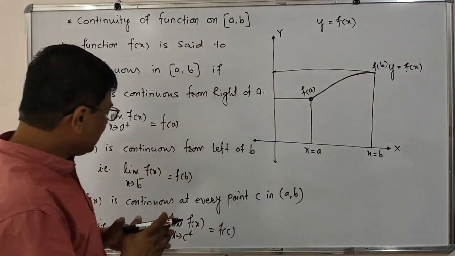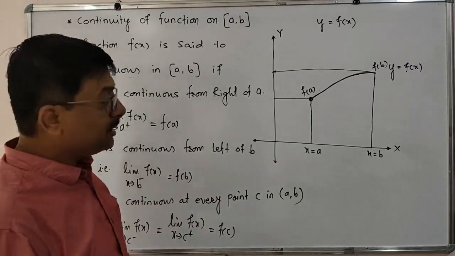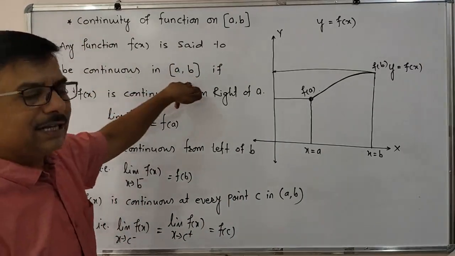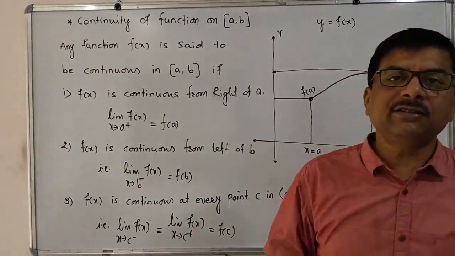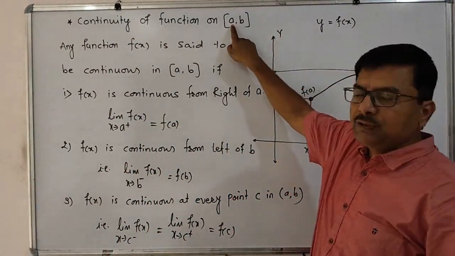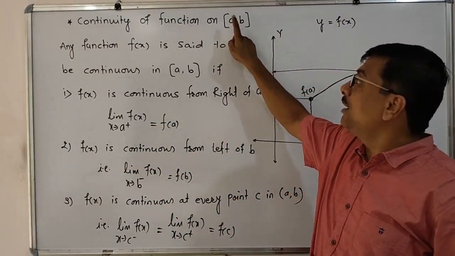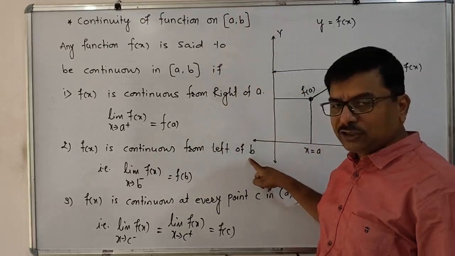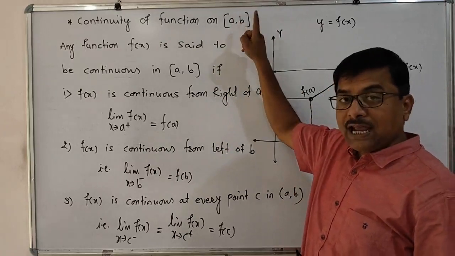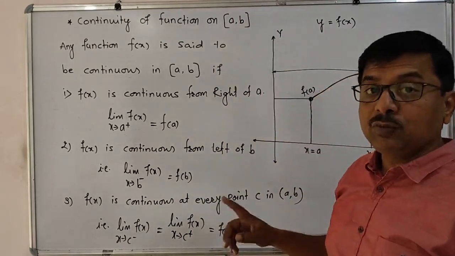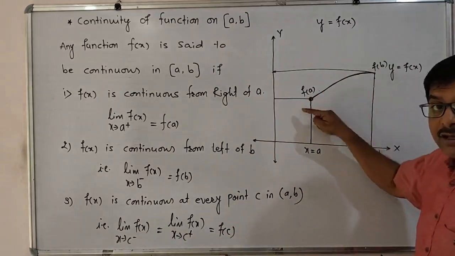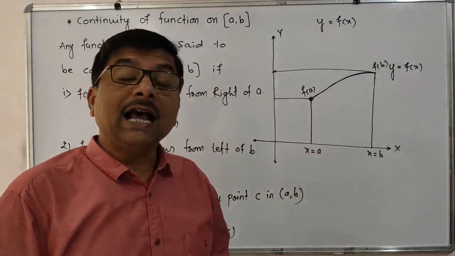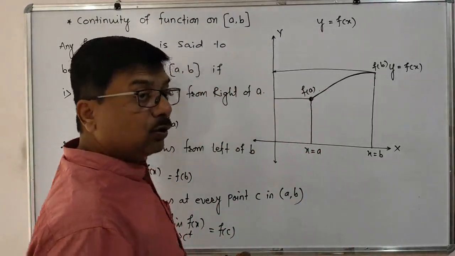At that time we can say that the function is continuous in this closed interval AB. Remember 3 points. That function must be continuous from the right side at the initial point of the interval. That function must be continuous from the left side at the end point of the interval, and that function must be continuous at every point between the interval. Then we can say that the function is continuous at every point in this closed interval AB.